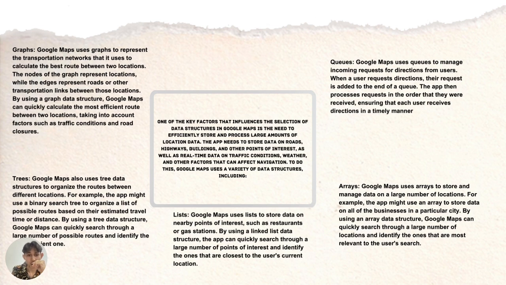Google Maps uses graphs to represent the transportation networks that are used to calculate the best route between two locations. The nodes of the graph represent the locations, while the edges represent routes or other transportation links between those locations. By using a graph data structure, Google Maps can quickly calculate the most efficient route between two locations, taking into account factors such as traffic conditions and road closures.